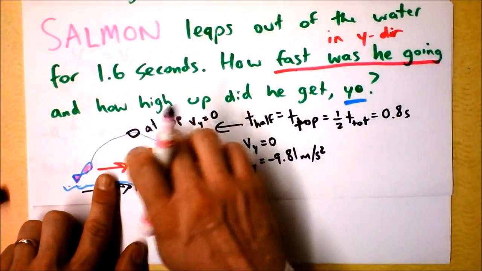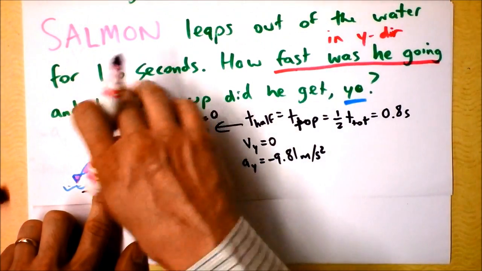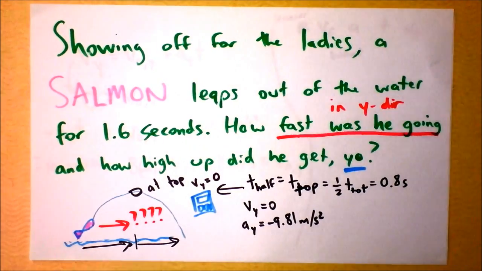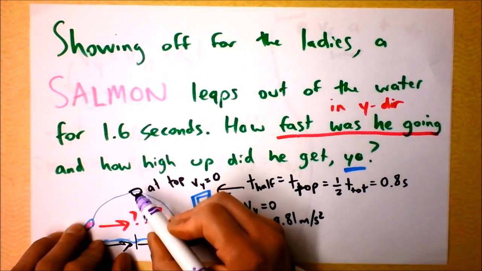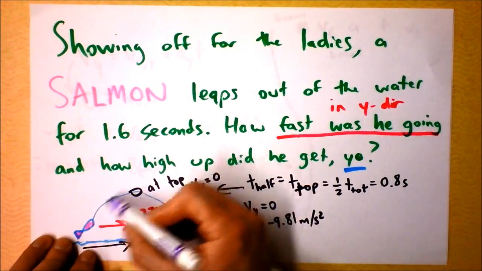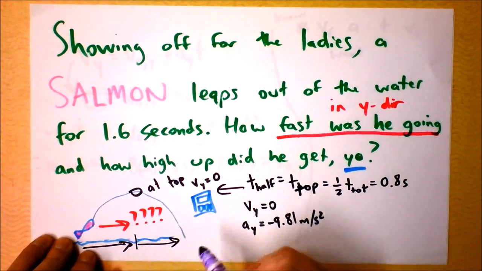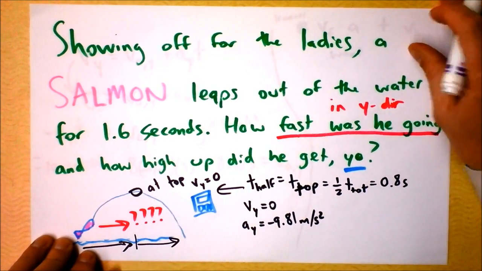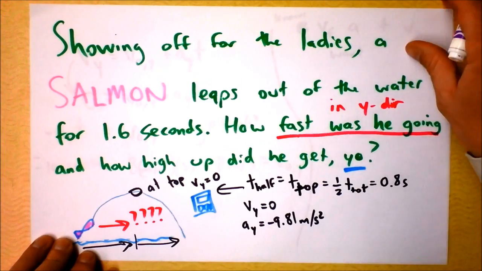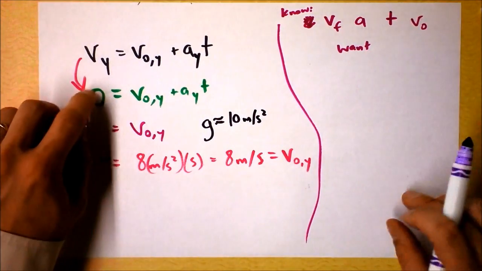So I'm using this key fact here. I have to divide the time by 2 because my battery might die, and that would be embarrassing. No, seriously, I have to divide the time by 2 because it is at exactly halfway through the trip of the salmon that its velocity in the y direction is 0, and we've used that fact right here.